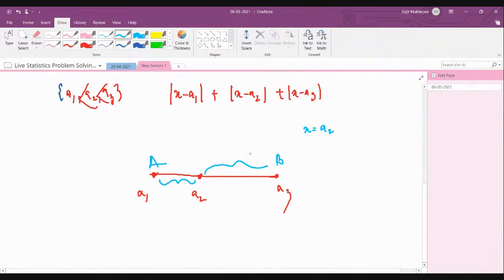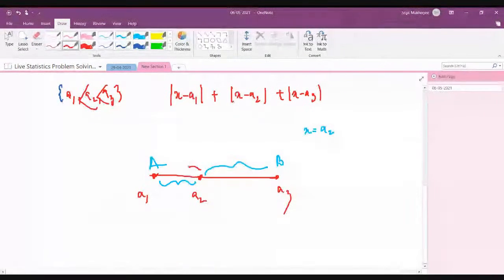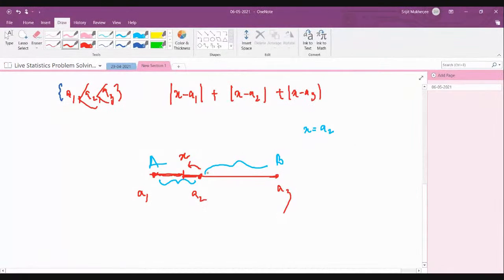Now what happens if I change the point? If I change the point to the left-hand side of this, let's say here, then the sum of these two distances remains the same, but this distance becomes larger, right? This distance becomes this plus this, right? Similarly, it happens on the other side too.